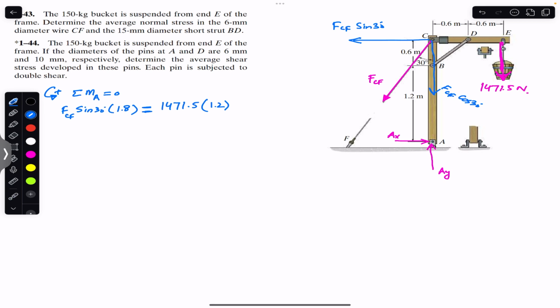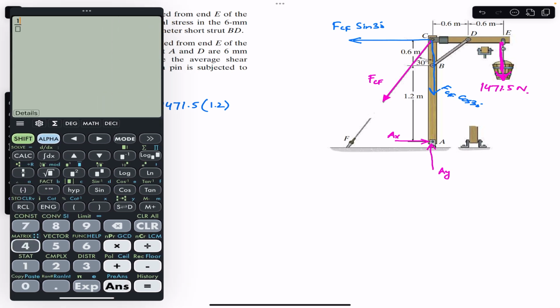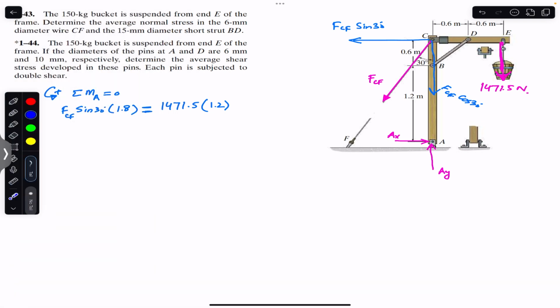And then from this we can write that FCF will be equal to this divided by sine 30 times 1.8. So we can say that FCF is 1471.5 into 1.2 divided by sine of 30 multiplied by 1.8. So this is 1962. So from this we can say that the force in the wire is 1962 Newton. Similarly, considering the whole frame, if we apply the sum of the forces in the x, that must be equal to 0. Towards the right is our positive x.